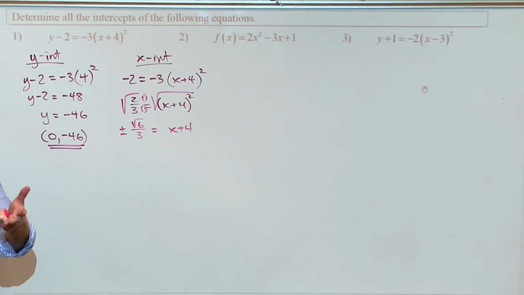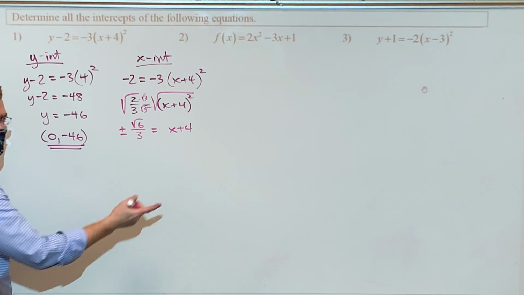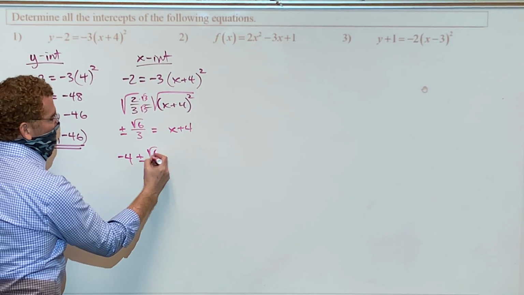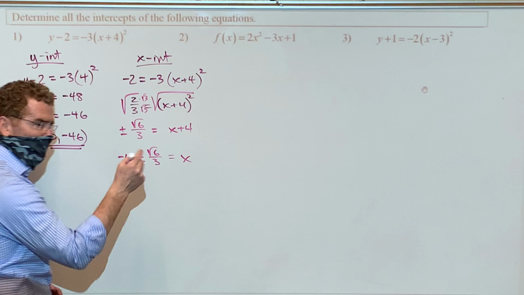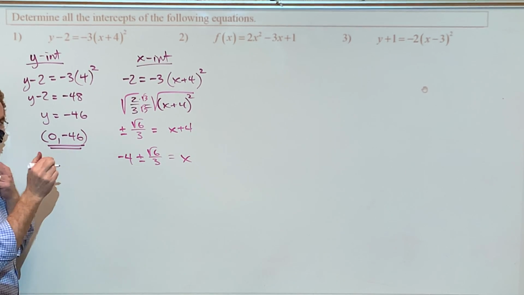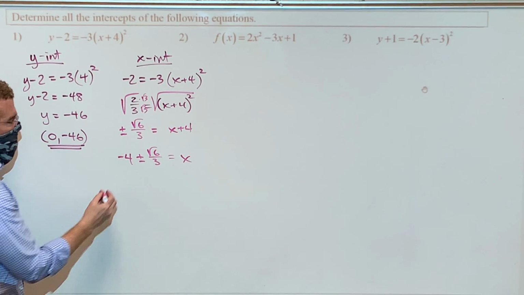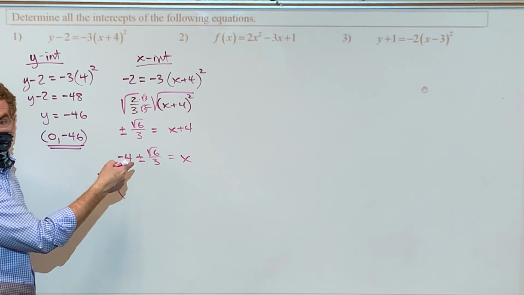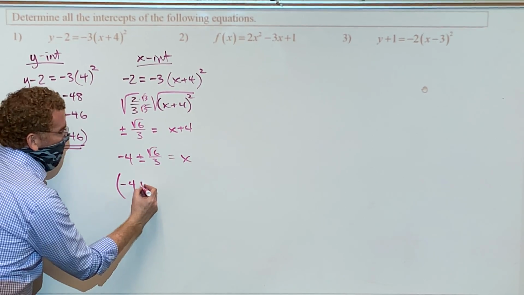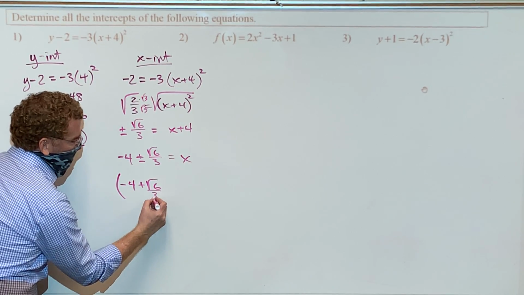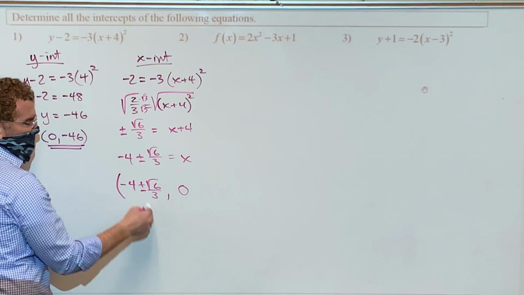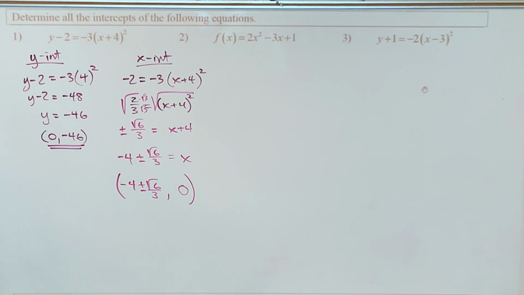And then what would be the last step to find the x value? So subtract 4. So I get -4 plus or minus root 6 over 3. What does that mean if that's an x-intercept? That my points are what? That's an x-coordinate, right? Actually, it's two x-coordinates. It's -4 plus root 6 over 3, comma 0, and it's -4 minus root 6 over 3, comma 0. And both of those are fine.